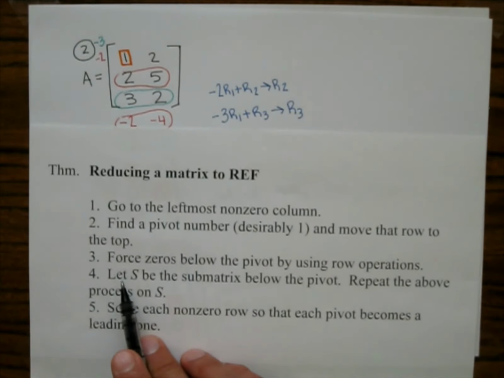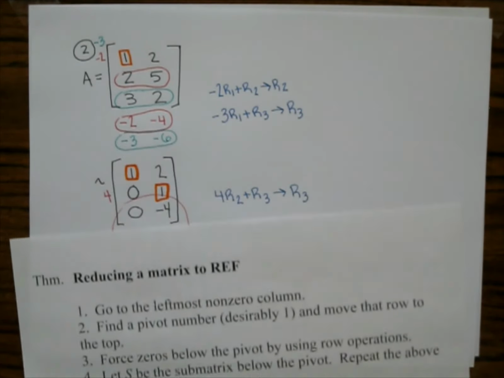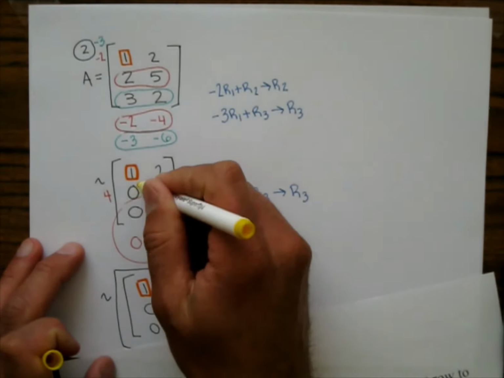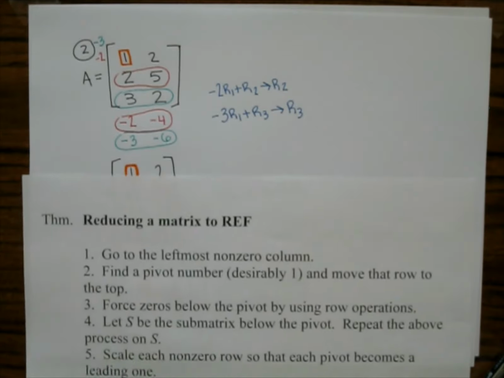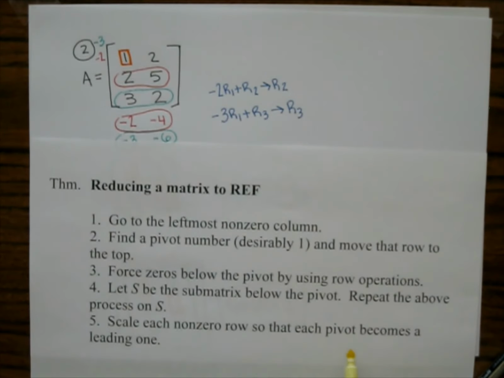Okay, let S be the submatrix below the pivot. Repeat the above process on S. So here's a matrix S. I'll just use yellow. So this right here is a submatrix. We could just say 1, -4 is the submatrix, and then repeat the above process on S, and then at the end scale each non-zero row so that each pivot becomes a leading one.